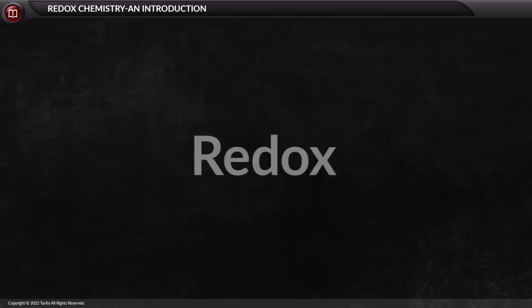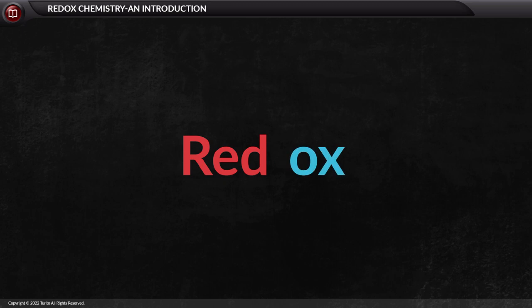Hello students. Let us study redox chemistry. The word has two parts, red and ox. The word red comes from the word reduction, and the word ox comes from the word oxidation. Let us define the two terms.